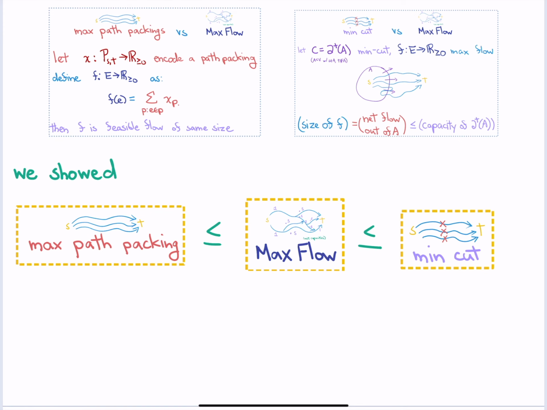All right, so what did we show? We showed that the maximum path packing is at most a max flow, because I can take any path packing and turn it into a flow relatively easily. And I can show that any max flow is at most a minimum cut. That's what we just showed because of this sort of bubble argument. Okay. What else do I know though? I can make this stronger, but how?